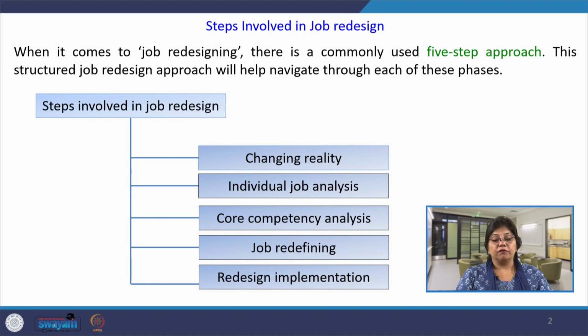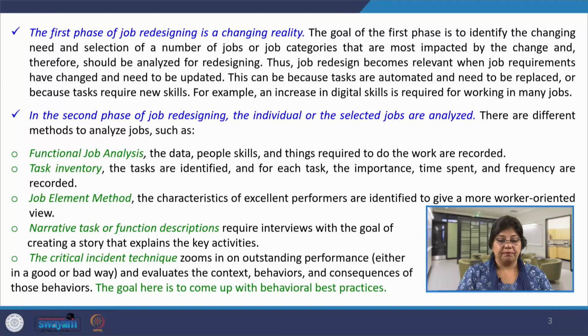So, if we talk about the first step, that is changing reality, it is about identifying the changes that have already occurred in the market, in the organizational structure, procedures, and how the job has to be altered in order to meet those changes. So, this is the foremost step and a very important step if we are talking about job redesign. This phase identifies the changing need and selection of a number of jobs or job categories that are most impacted by the change and therefore should be analyzed for redesigning.